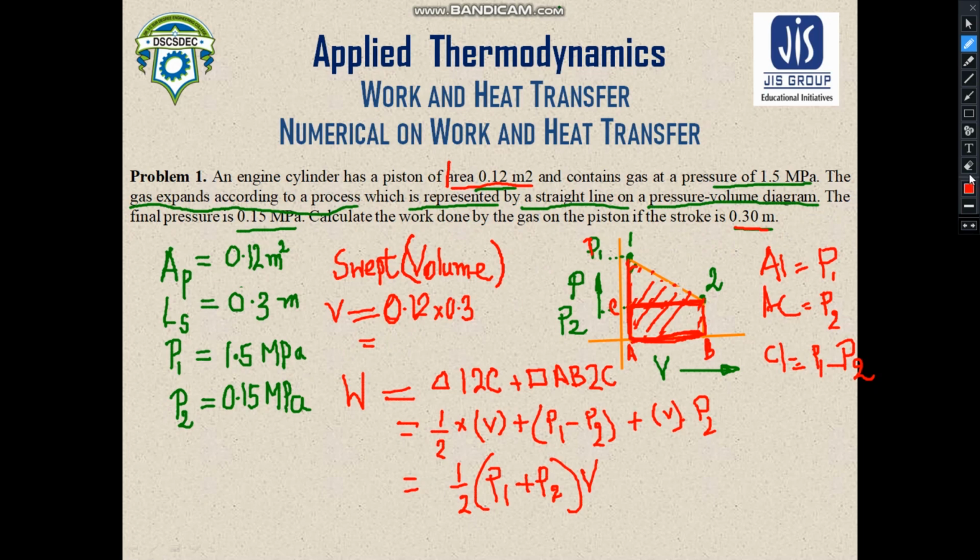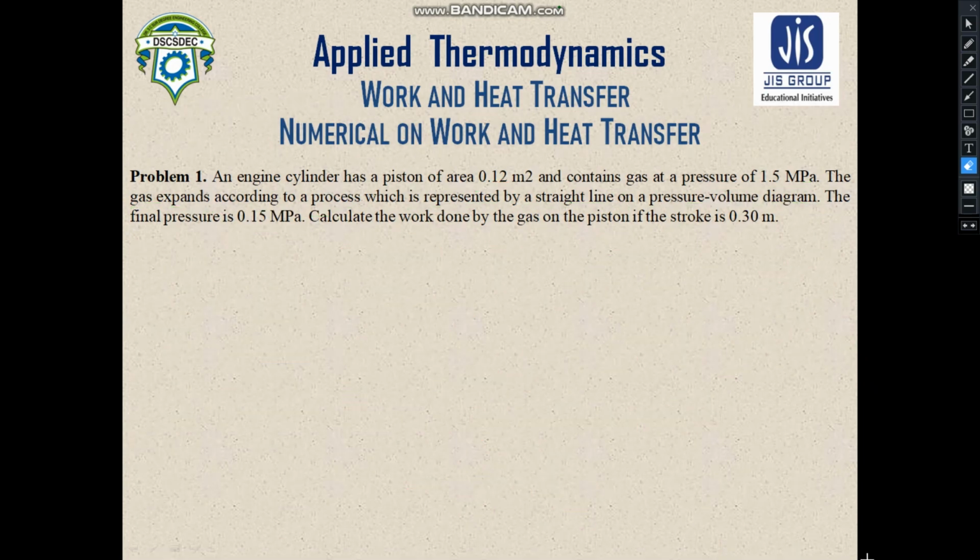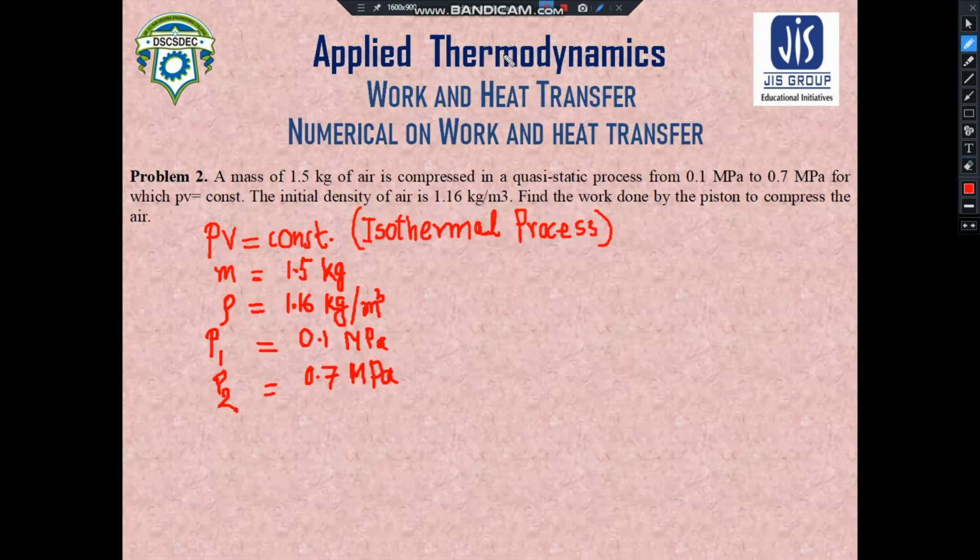So now let us move on to the next problem. As you can see, I have written down the basic information for this problem. Let us first read this problem, and I will explain why I have written these things.